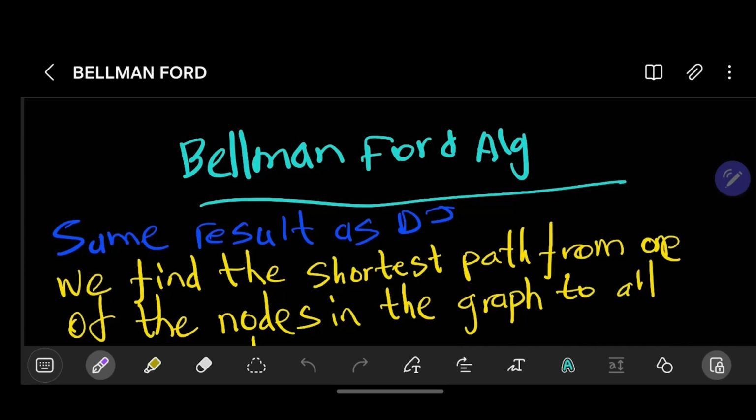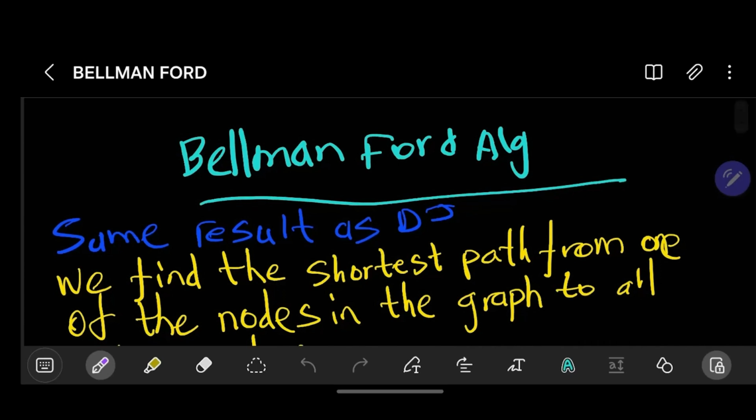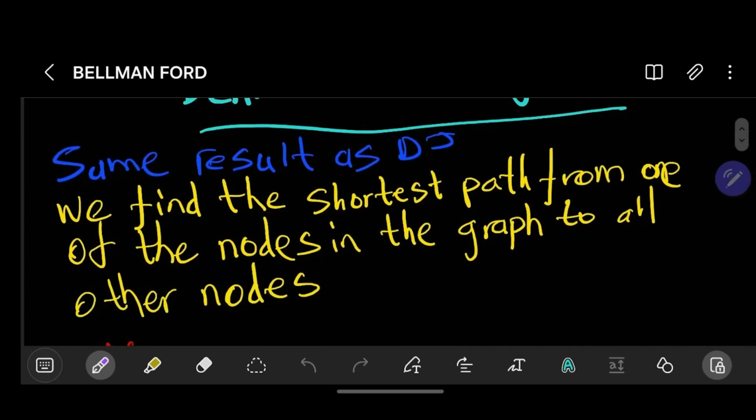So Bellman-Ford's algorithm has the same results as Dijkstra's algorithm. If you have not checked out my video on Dijkstra's algorithm, please go ahead and check that video out. It has a lot of explanation and quite detailed examples of using and implementing Dijkstra's algorithm. But coming back to Bellman-Ford's algorithm, it is similar to Dijkstra's algorithm, where we want to find the shortest path from one of the nodes in the graph to the other nodes in the graph.